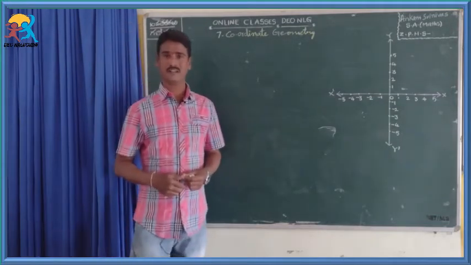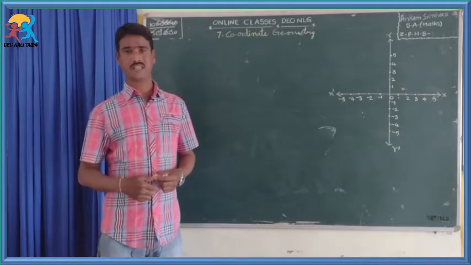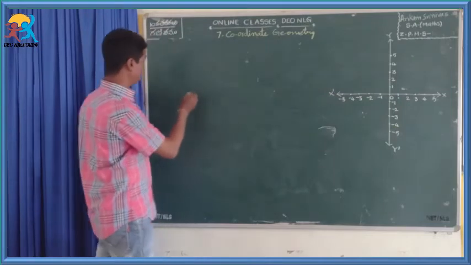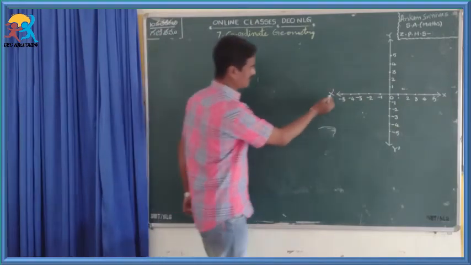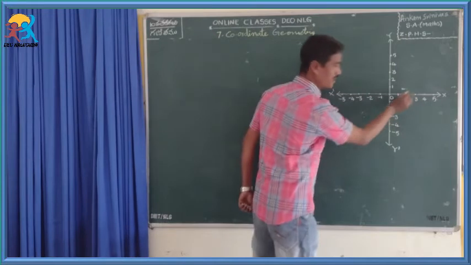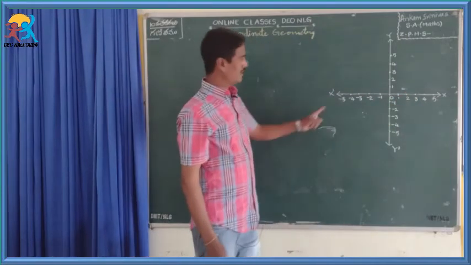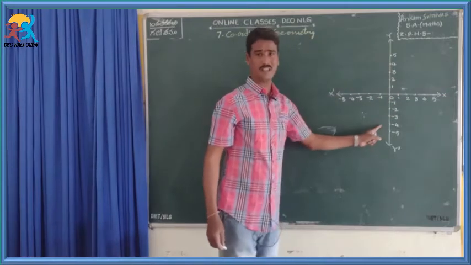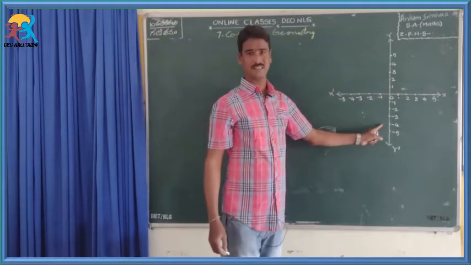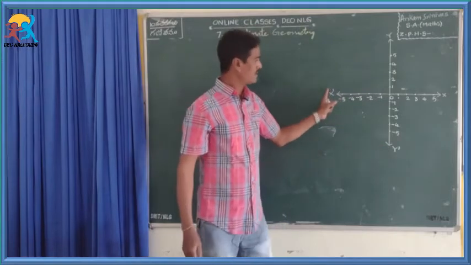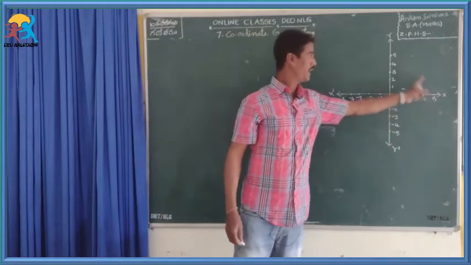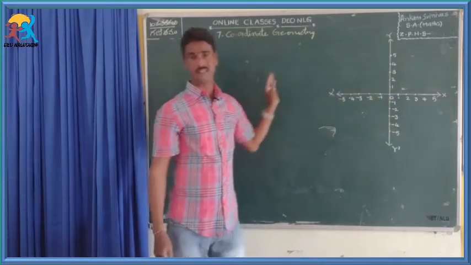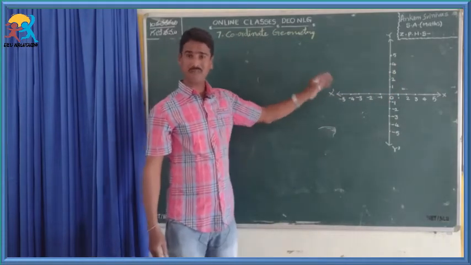In 9th class, we have learned about coordinate geometry. We know that this is the plane. In the plane, the horizontal line is called the x-axis. The line perpendicular to the x-axis, the vertical line, is called the y-axis. When you draw the x-axis and y-axis in a plane, this plane is called the coordinate plane or Cartesian plane.